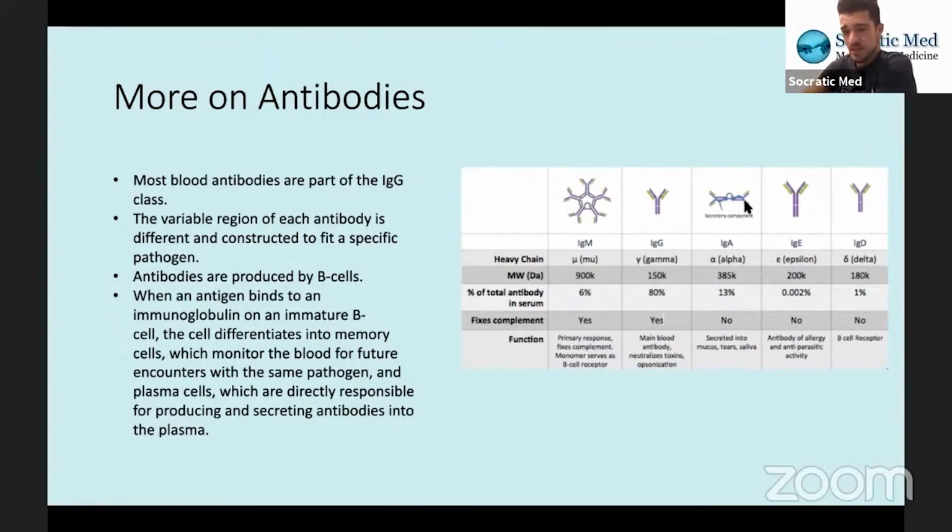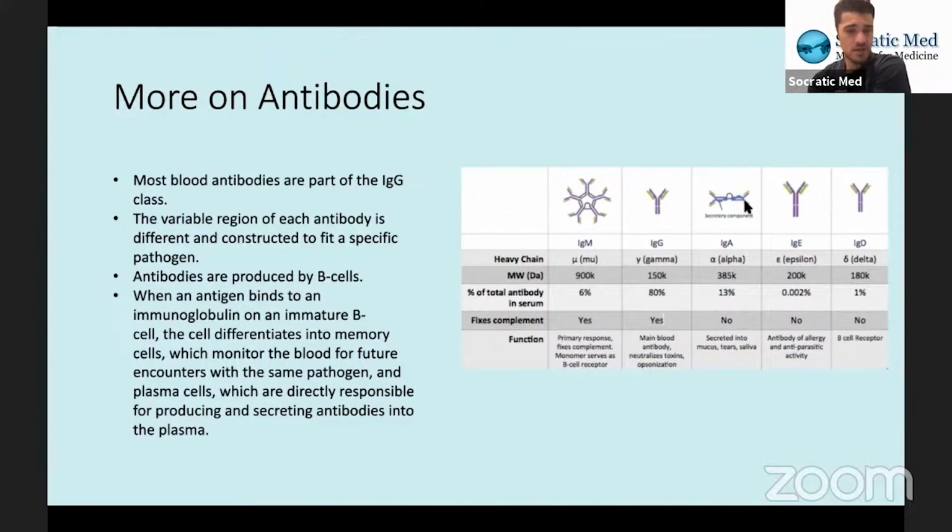The IgE immunoglobulin is an antibody of allergy and antiparasitic activity. It's not super common, but it is implicated in allergy and antiparasitic activity. And then IgD is almost completely B cell receptors. So you'll find these IgD receptors, these immunoglobulins, on the B cells, just to identify different pathogens.